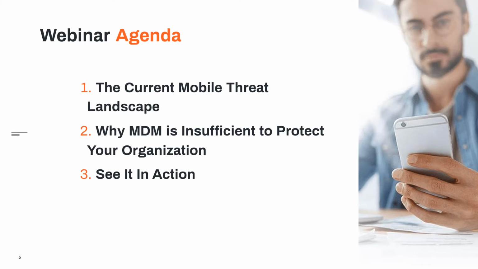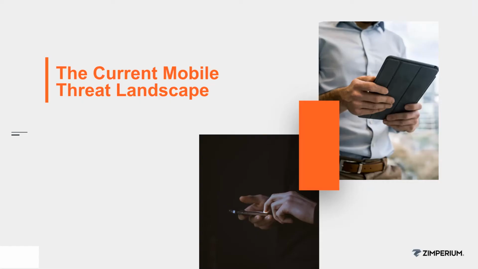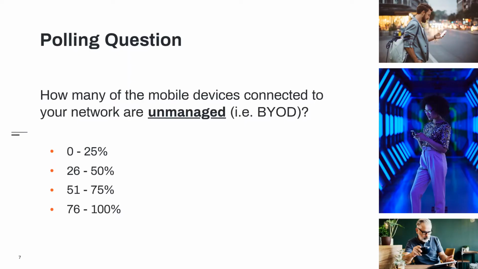With the polling questions out of the way, let's go ahead and get started. So our webinar agenda today, we're going to talk about the current mobile threat landscape, why MDM is insufficient to protect your organization, and we'll see it in action with the demo. So the current threat landscape, we will jump into another polling question. How many of the mobile devices connected to your network are unmanaged? For example, BYOD. So we would really like to see you answer these questions because it gives us an idea of what your landscape looks like and how we can help you protect your devices.